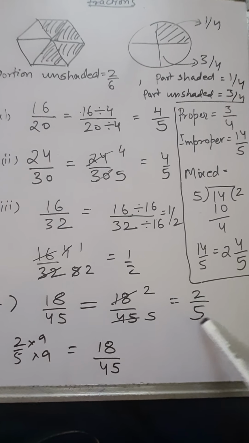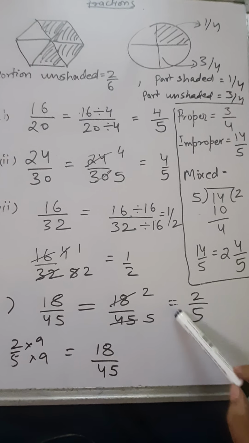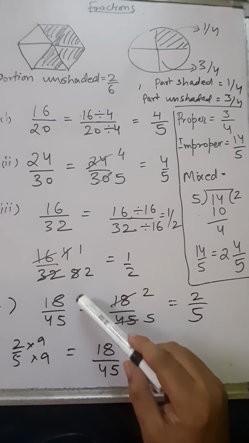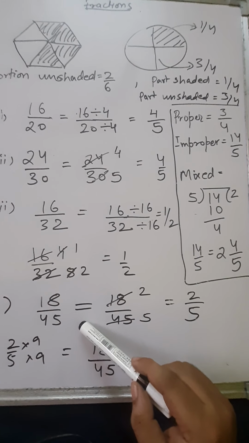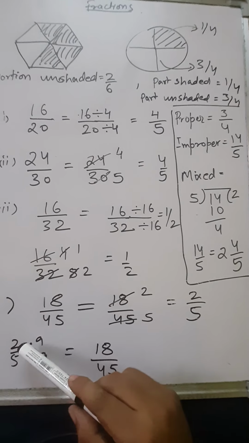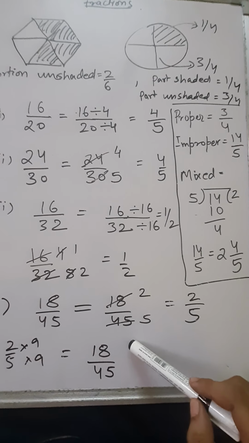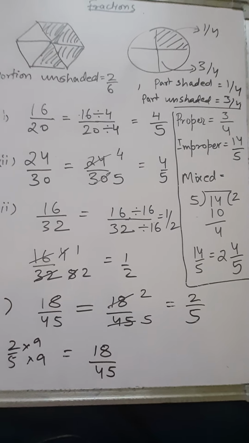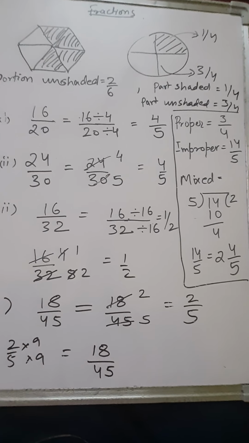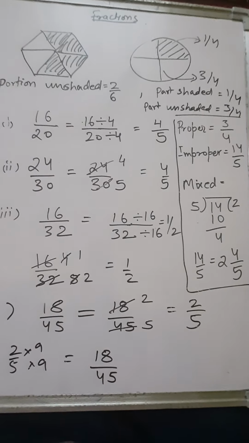Now, if you have to check that this 2 by 5 is correct or not, what will we do? We have divided by 9 here. Both the numerator and denominator are divisible by 9. So, in the answer, we multiply it by 9. And if we get the question back, then our calculation is correct. Right, children? Note down, please.